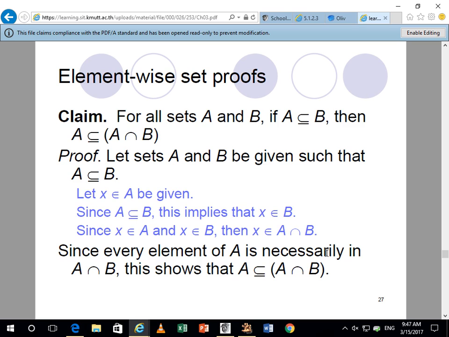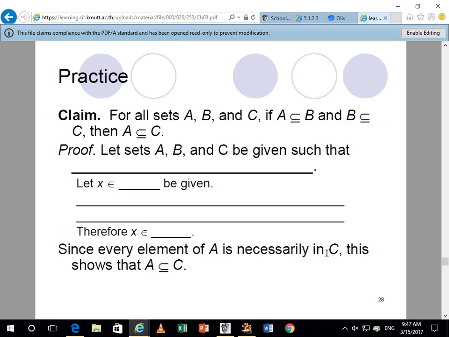Okay, let's see how much you understand. A practice question. So now we have three sets, A, B, C. Those who are paying attention in class, those who are not paying attention in class, and those who are absent from class, maybe. So we have sets A, B, C.